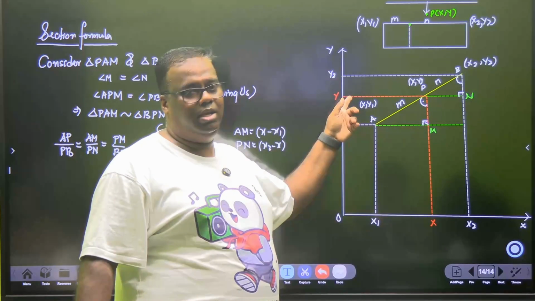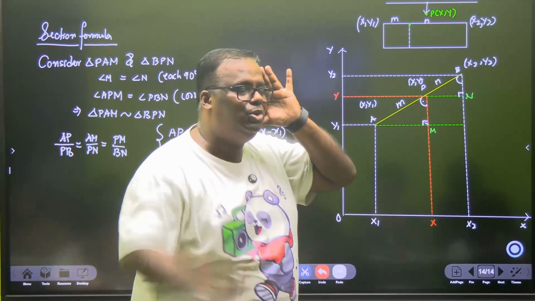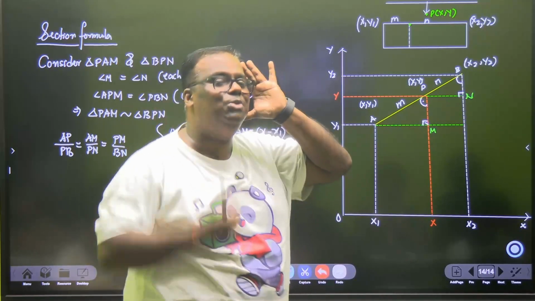From here to here is y. I have to measure your height. From foot to head top is y. From foot to neck is y1.